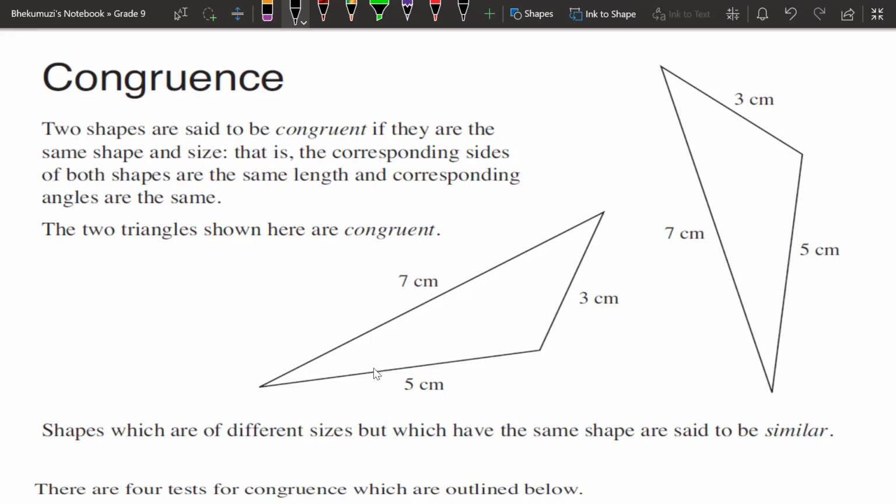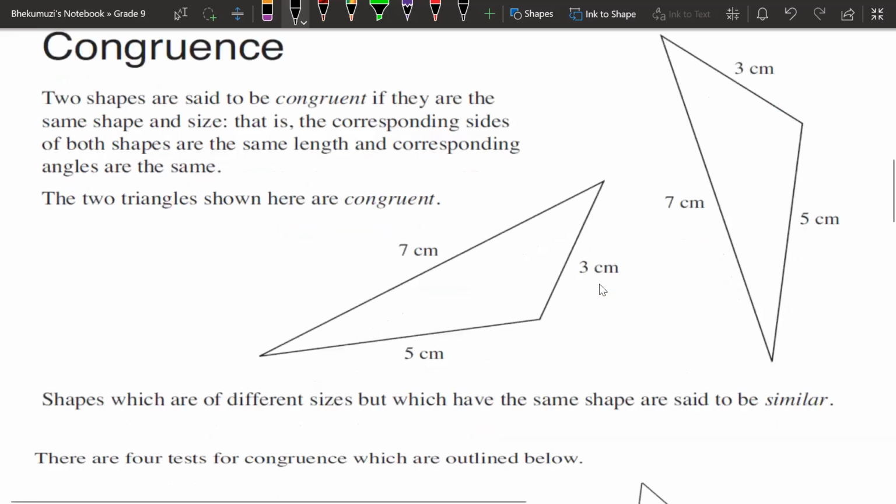7 centimeters, 3 centimeters, 5 centimeters. But you can also see that they did draw another triangle which they placed in a different manner. When you look at the sides of this particular triangle, you can see that they have equal sides: 7 centimeters, 7 centimeters, 3 centimeters, 3 centimeters, 5 centimeters, 5 centimeters. So whenever that happens, that's when we say that we have a congruent triangle in between them, right?